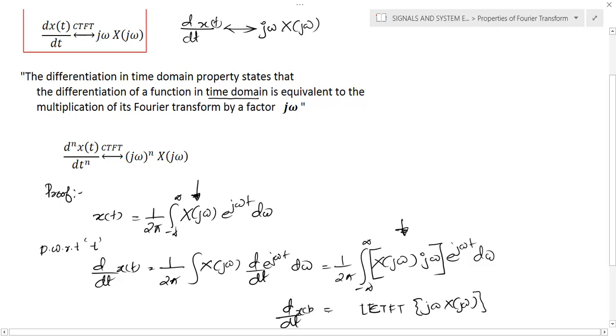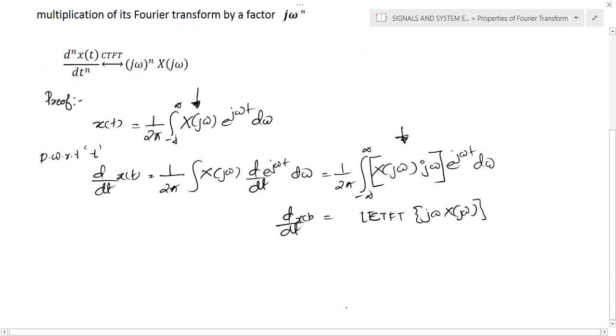So from this we can conclude that the Fourier transform of d by dt of x of t is simply j omega into X of j omega. So you can write the continuous time Fourier transform of the signal d by dt of x of t as simply j omega into X of j omega. If you closely observe this particular equation, we can conclude this.